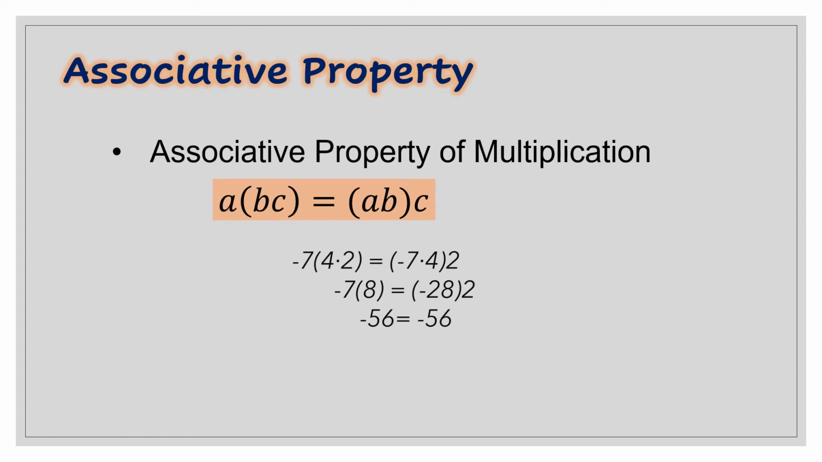But by associative property of multiplication, pwede nating unahin ang negative 7 times 4, which will give us negative 28 times 2. So makakakuha tayo ng negative 56. So see, as you can see, hindi nagbago yung product natin.